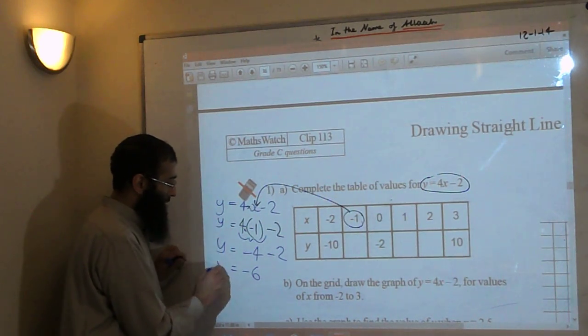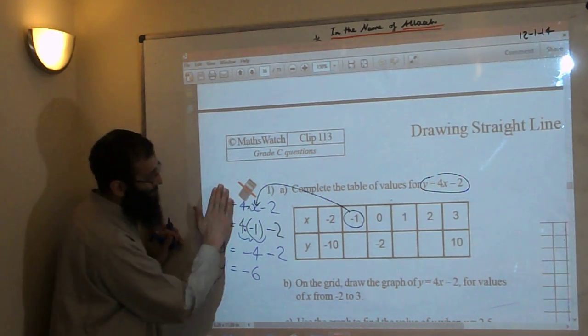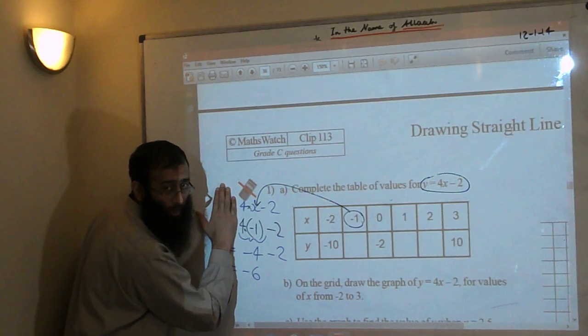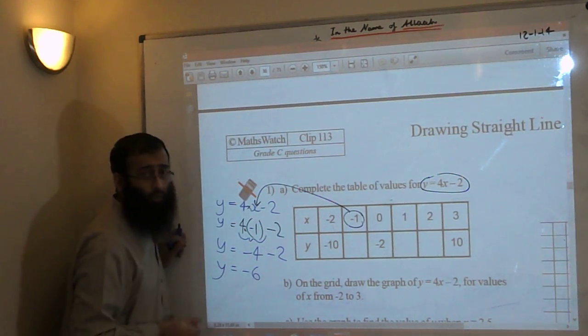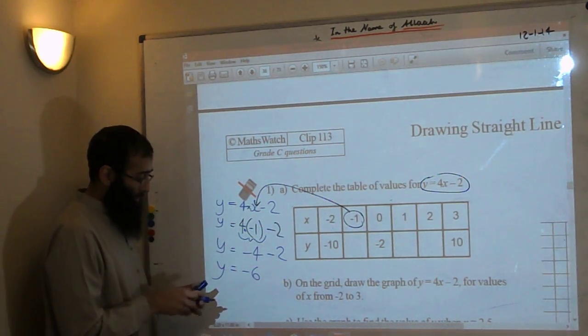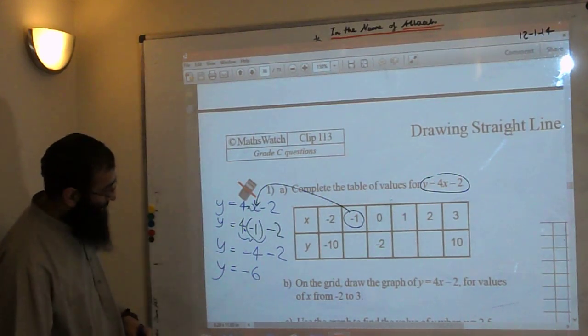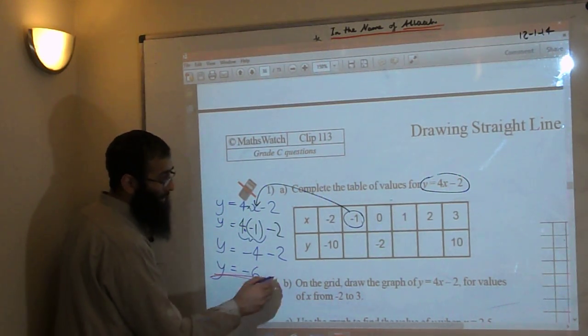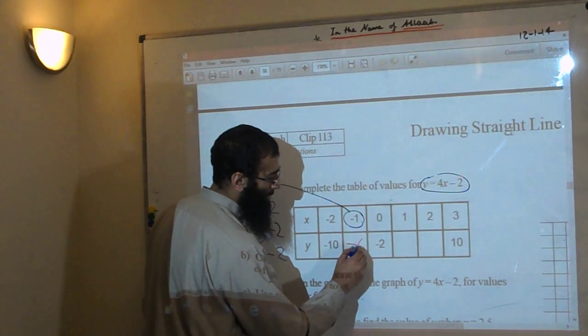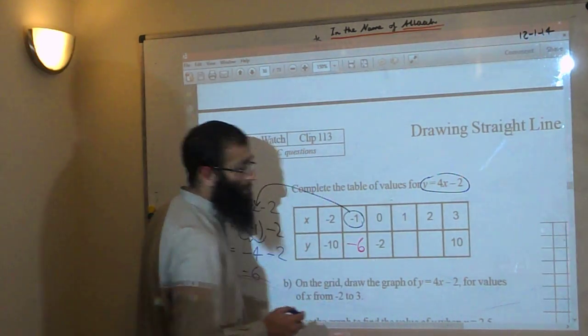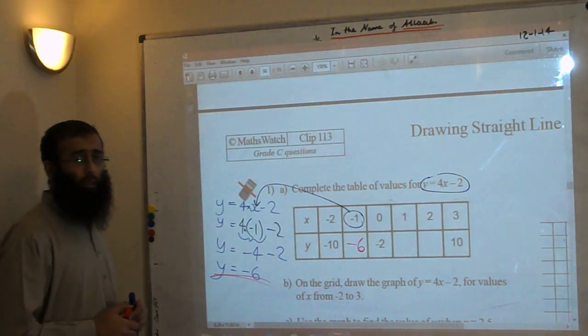And that's the only difference. Normally the questions you've done before with me had no y and no equals. That's the only difference. We've got y equals. So we got y equals minus 6. That's my answer for this one here. Okay, are we happy with that, Layla?